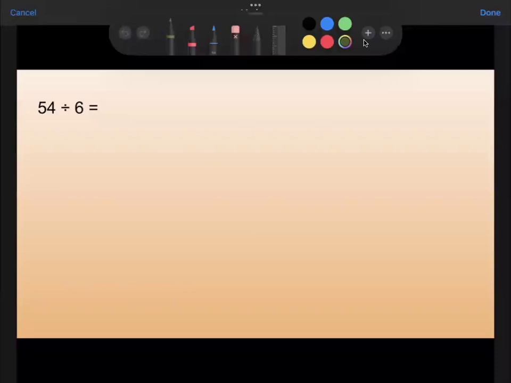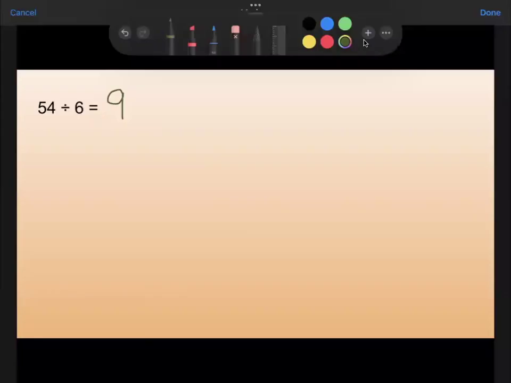So 54 divided by 6 is 9. So if you knew that off the top of your head, great. If not, and you felt a little stuck, you can use a process called repeated subtraction. Just like multiplication is the idea of repeatedly adding the same number until you get a certain number, or a certain amount of times you've added it. We can do the same with division and do repeated subtraction.